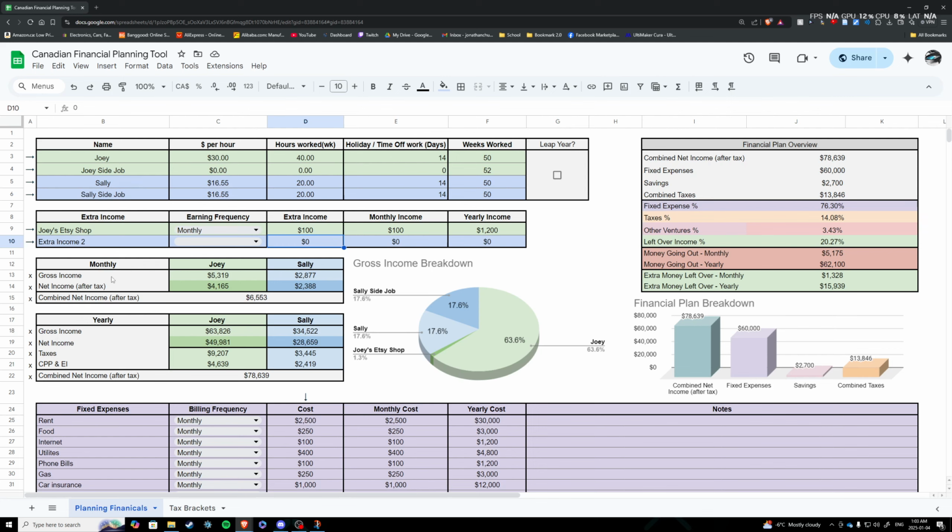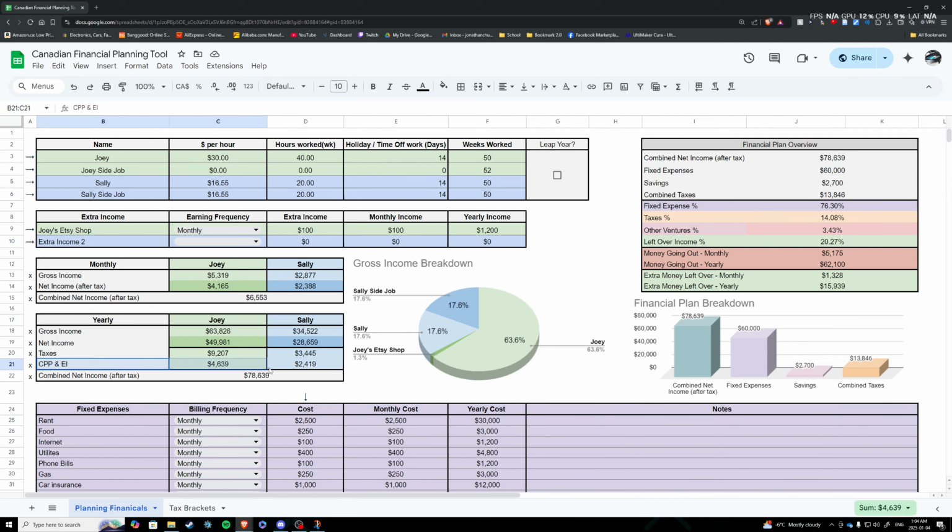Next we have this section here. We have the yearly and the monthly. So we're going to be focusing on the yearly because it has a little bit more information. Monthly is basically the same. It's just your gross net income and then your combined net income. So for our yearly section, we have our taxes. So Joey's paying $9,207 in tax. Sally is paying $3,445 in tax.